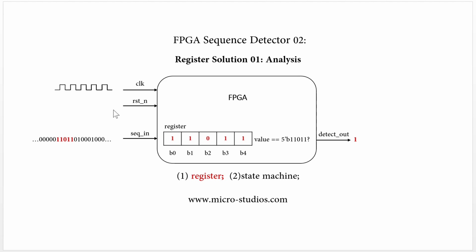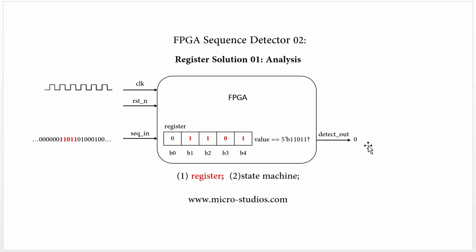The clock will continue running, and the bit stream data will continue to shift into the register. So a 0 shifts in, and the original data shifts forward. At the same time, we compare with our detector target. At this moment, they are not equal, so we output 0 on the detector out pin.